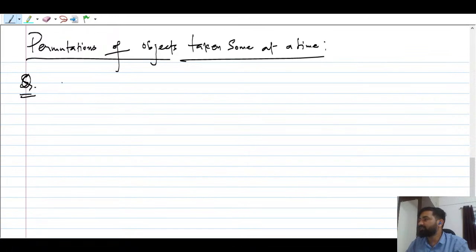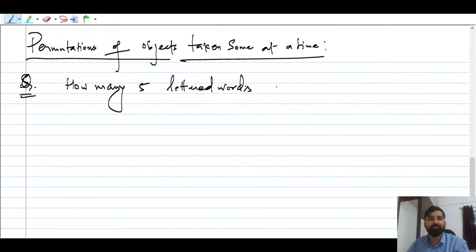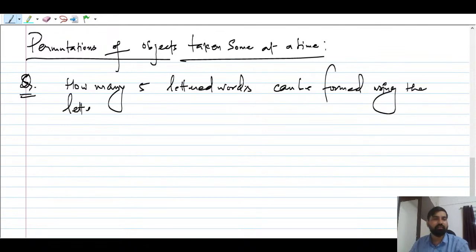How many 5-letter words can be formed using the letters of the word INDEPENDENCE, right? Independence. Okay, I think this is clear.